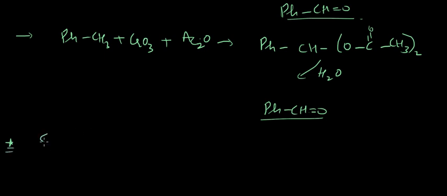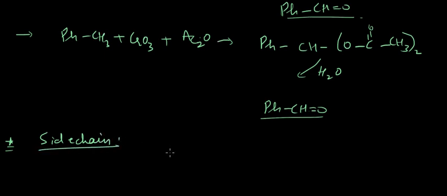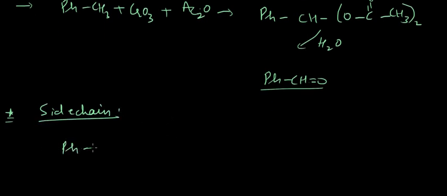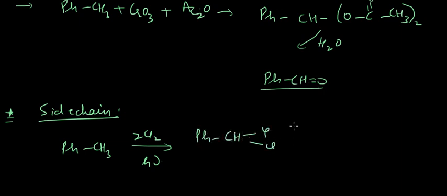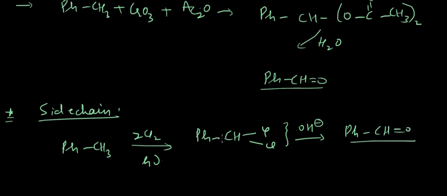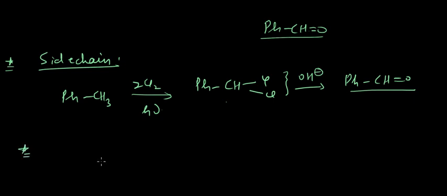We also have the side chain chlorination mechanism, or the commercial production of aldehyde, in which we use 2 moles of Cl2 and we pass h nu. So we'll get something like CHCl2 here, and this on having contact with the basic medium will give something like CHO.